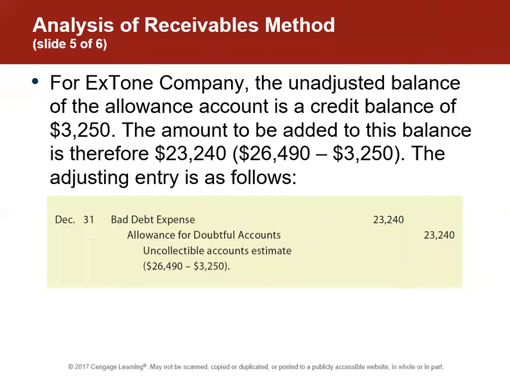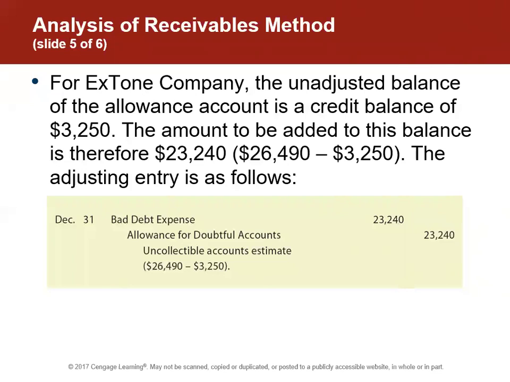Okay, this is only when we use a receivables method. So if we use the percent of sales method to calculate it, we don't have to worry about that 3250. We just add it to it and go on. But if we use an analysis of accounts receivable or percent of accounts receivable, we have to consider that balance.